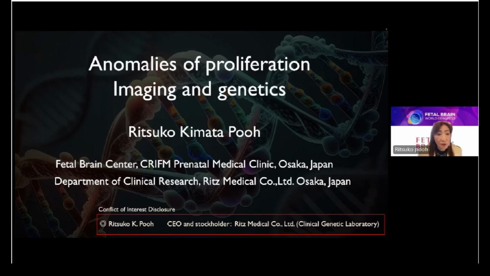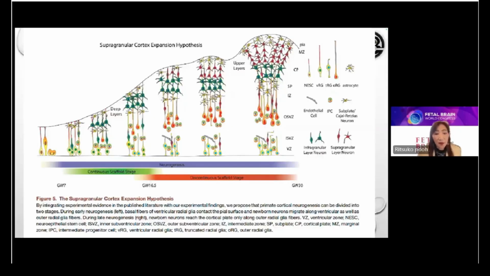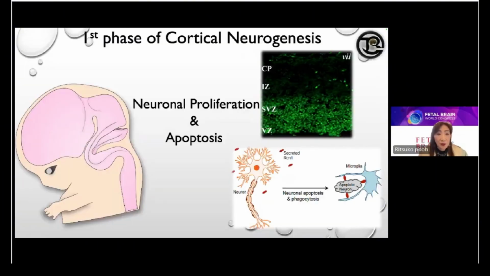I'd like to talk about the proliferation imaging and the genetics. As Yuval already explained very nicely, an important thing in corticogenesis, the first phase of cortical neurogenesis, is neuronal proliferation and also apoptosis. Most of the neural cells in adults are produced in the first and early second trimesters, and for adjusting the cell number, physiological apoptosis occurs.